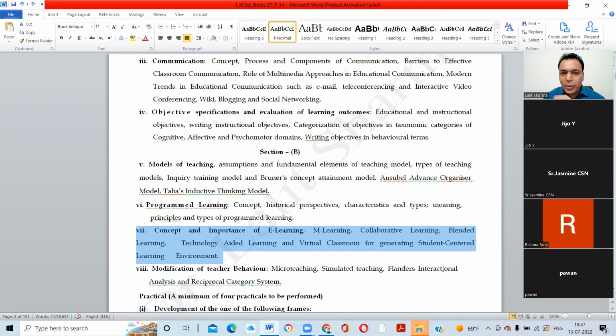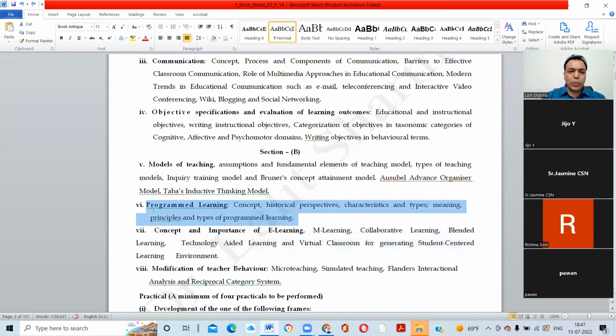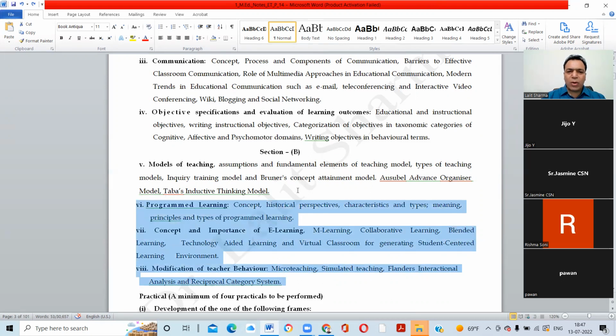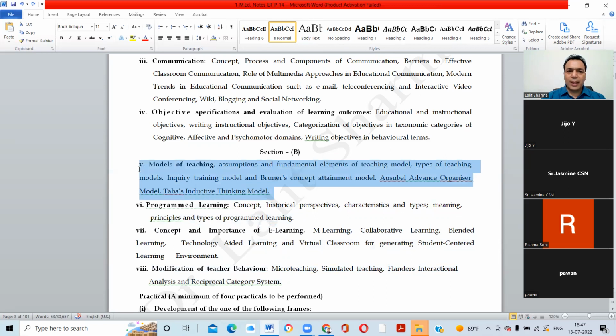Here the question is given on new trends. That's why I selected it, and I told you that when you do the communication in Section A, most of the part of Section B, the concept and importance of all these things, is automatically covered, right guys? Technology aided learning, virtual classroom for generating a student-centered learning environment, right? Two things. And third, all of you have to do programmed learning. These 3. Okay, first focus on these 3. Then if you get time, you can go for the models, right guys?